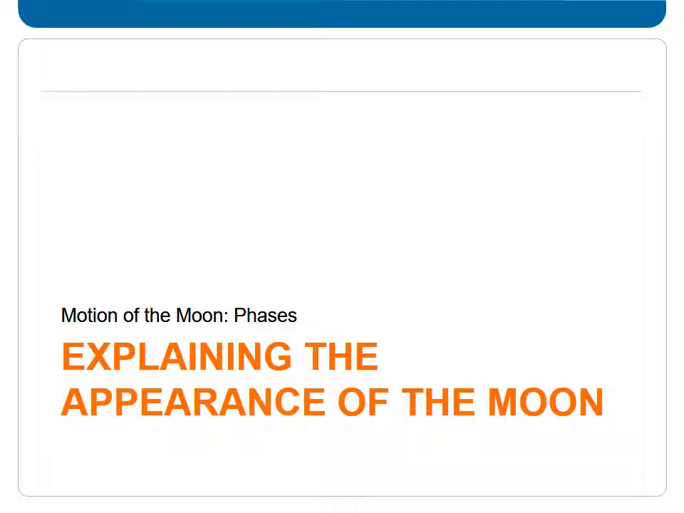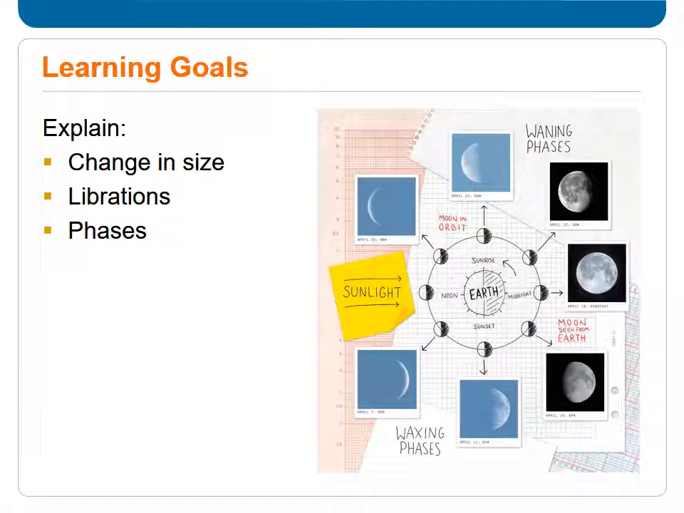This lecture explains the observations we made of the moon's changing appearance. The learning goals of this video are to be able to explain the change in the size of the lunar disk, the librations, and the phases. A subsequent video explains how to predict moon phases.